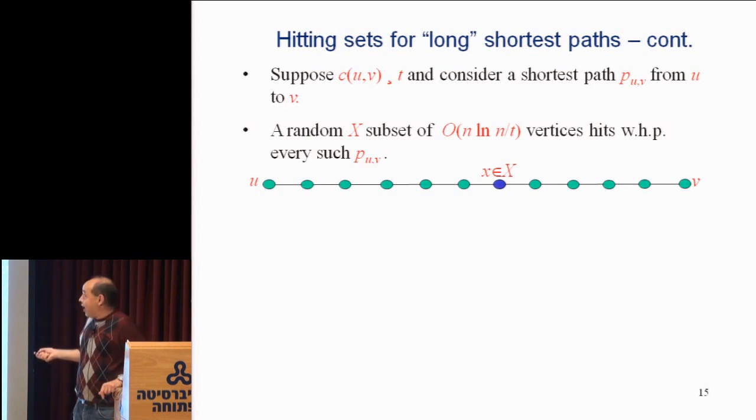So if I have n vertices, if I randomly sample a fraction of n over t vertices, a little bit more, n times ln n over t, then with high probability, at least one vertex of my sample would hit this path, right? I have n elements, a path of length t. If I sample n over t, a bit larger, then with high probability, I will hit it. The n ln n is in the numerator, and t is in the denominator.